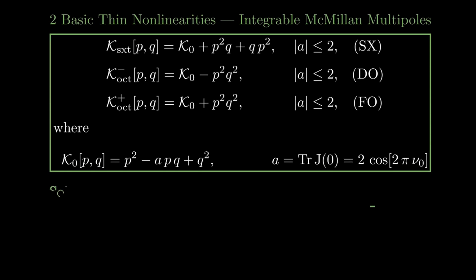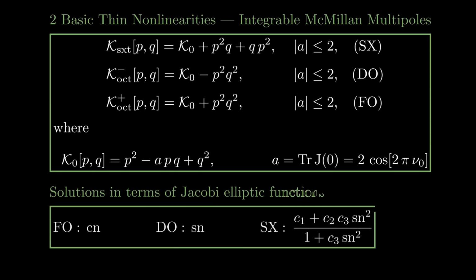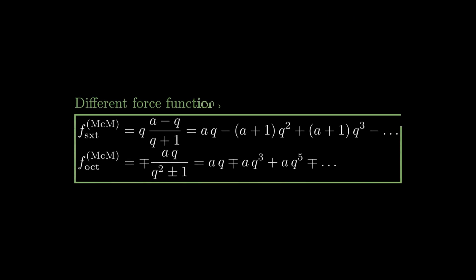Next, not only the invariant but also the solutions to the equation of motion are once again given by the Jacobi elliptic sine and cosine functions for the octupole, and by a slightly more complicated function involving sine squared for the sextupole map. What is really different is the magnet's kick functions. While in the Hamiltonian systems both the force and the potential were polynomials, the force functions for McMillan multiples are given by rational functions whose polynomial degrees are no greater than 2.